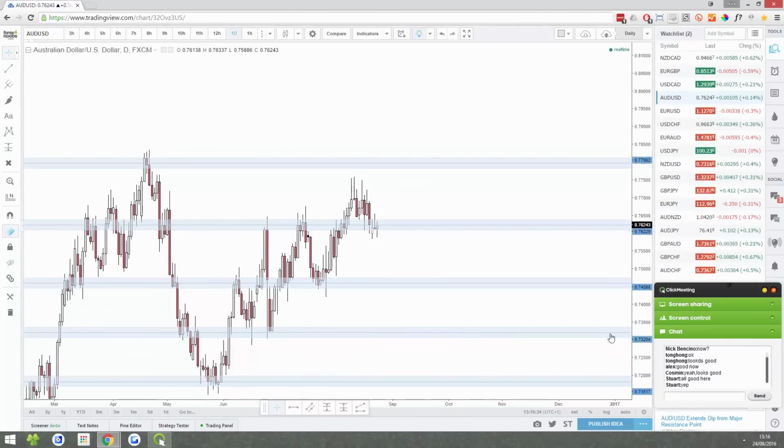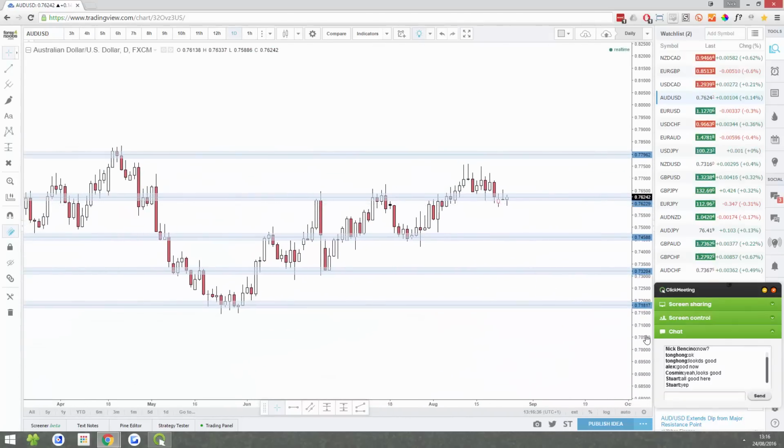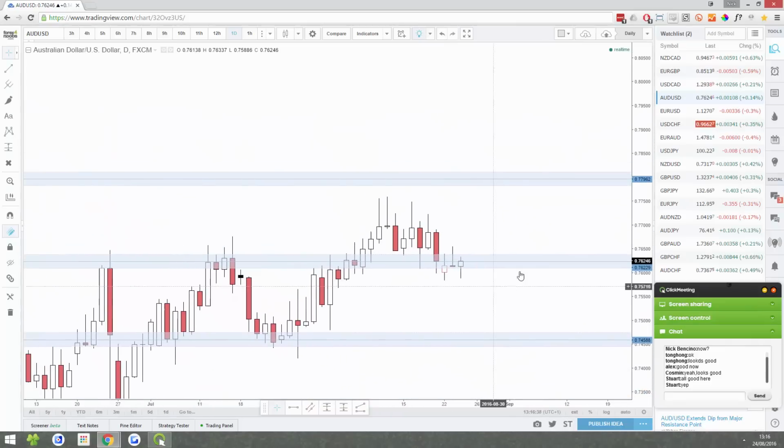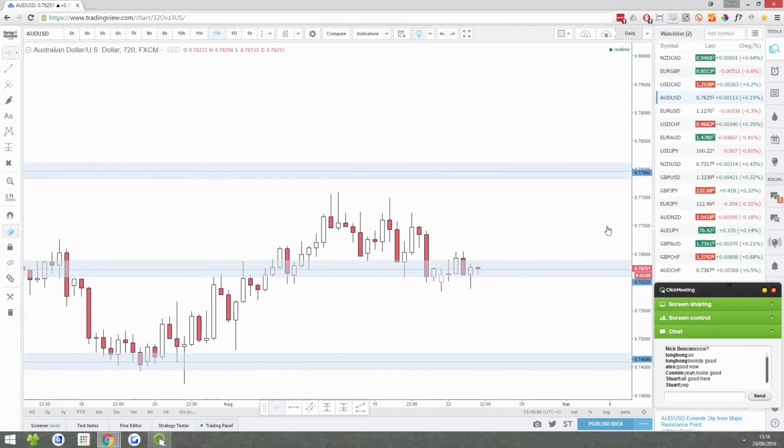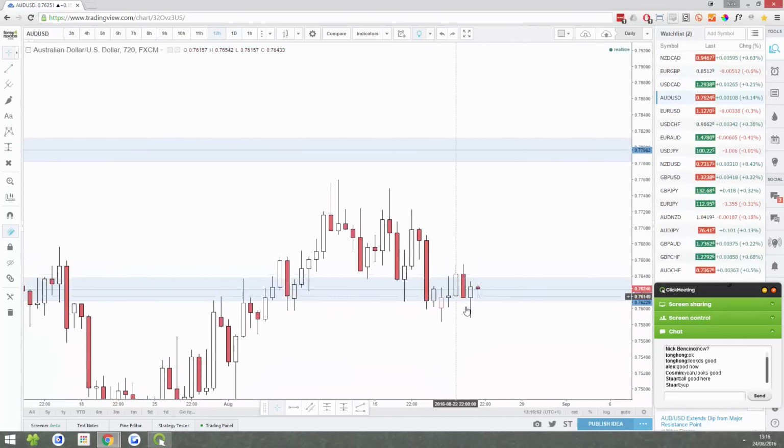I don't really trade breakouts, but you know, if you have a solid understanding of price action, you should be able to see that this is potentially going to break out here, especially on the 12-hour. When price starts ranging this tightly, it usually pushes out and breaks out in either direction.